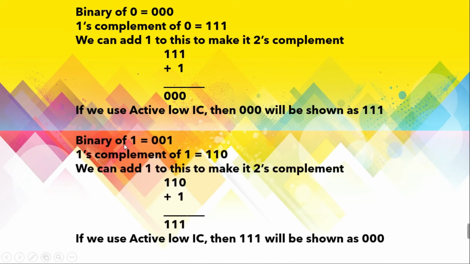If I take the binary of 1, 0 0 1, after adding 1 to the 1's complement number, we will get the 2's complement representation for this 3-bit number, and the 2's complement will be 1 1 1. If I use an active low IC, then this output will be shown as 0 0 0 at the final output. I hope all of you understand how an active low IC works.